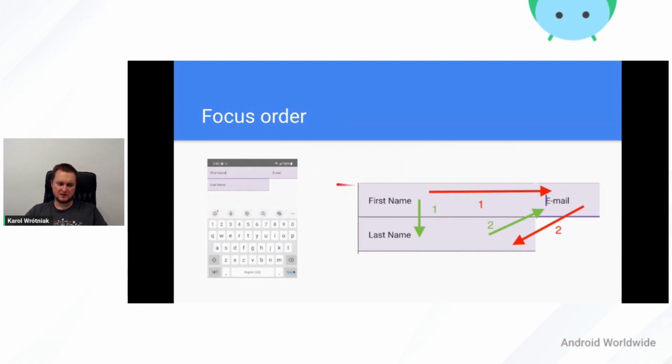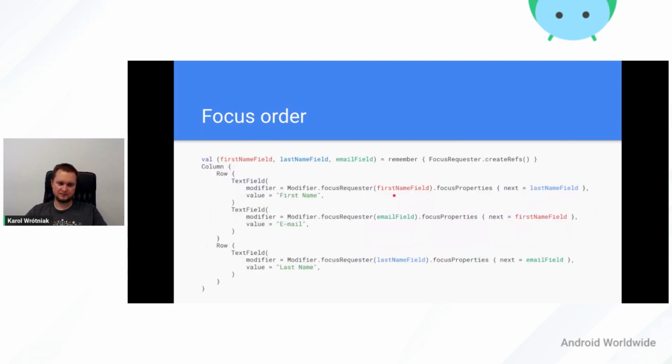First, let's see this simple example. I am moving the focus next using the next IME action on the keyboard, and it moves from the first name to email and then to last name, as a red arrow shows. But the more logical way is from first name to the last name and then to email. So how to do that?